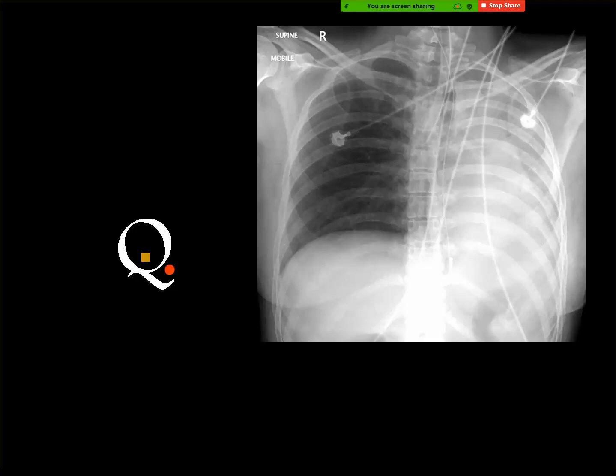Where is the heart? Where is the mediastinum? Mediastinal shift to the left. Yes, marked mediastinal shift.